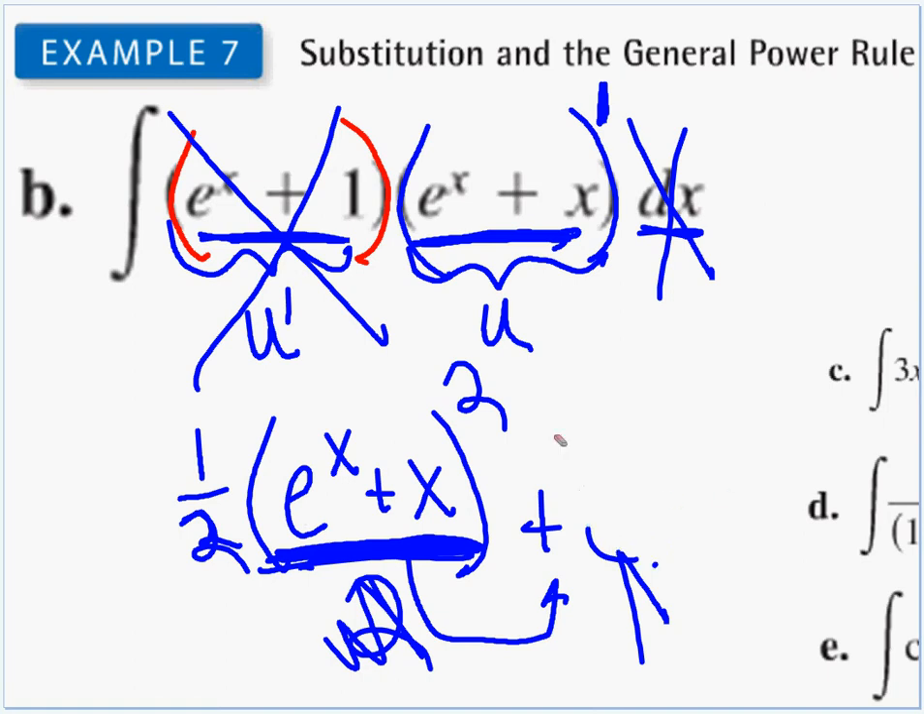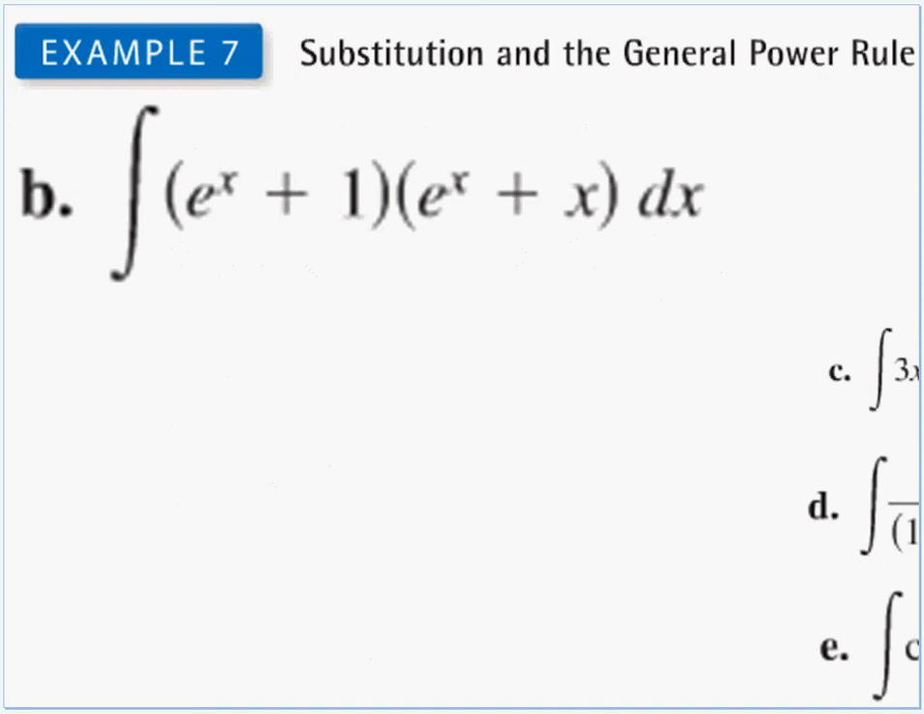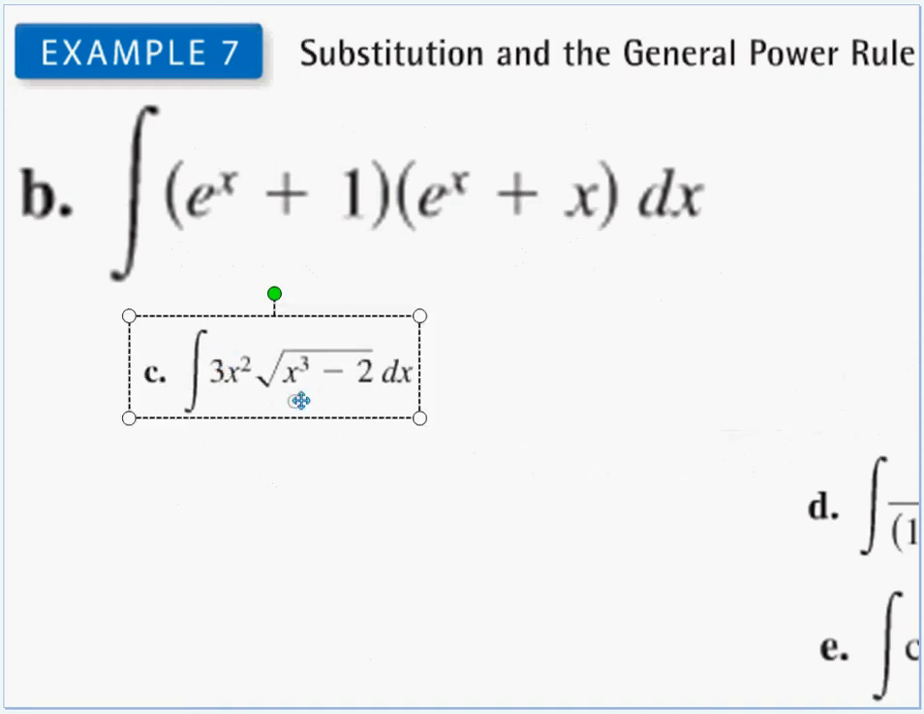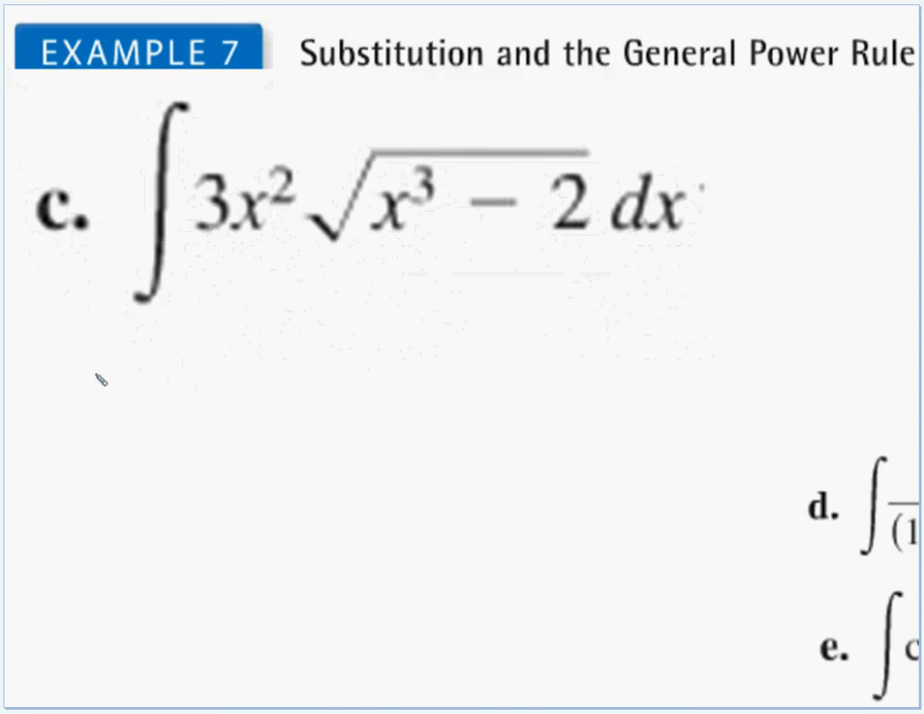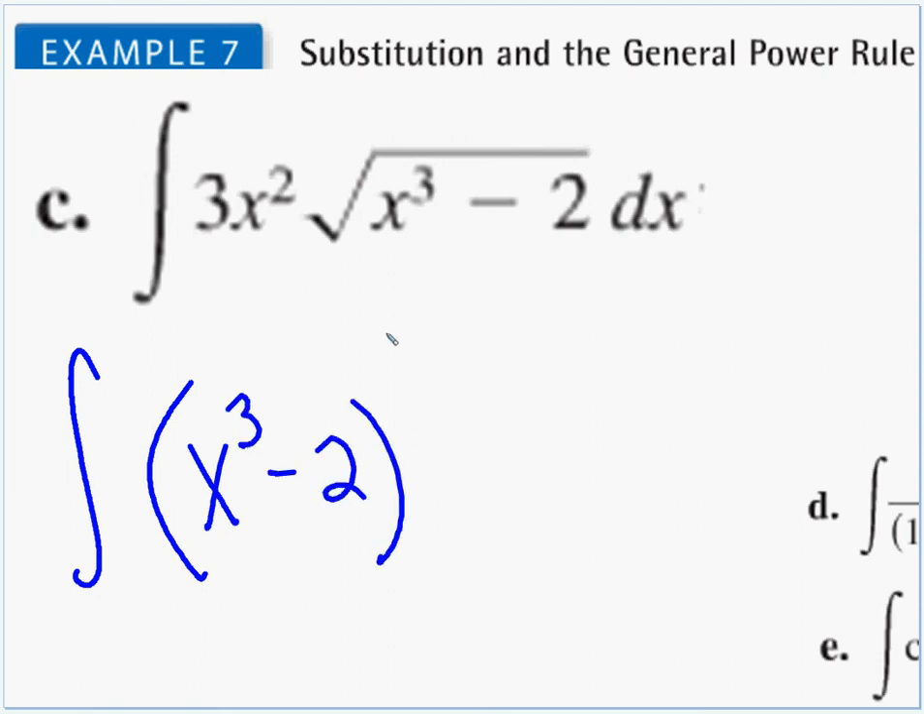Letter C. Look at that. Now I'm going to rewrite this. I always like to make my radicals as half powers. So I'm going to put it here at the front. x cubed minus 2 to the half. And then we've got a 3x squared. So this looks like it'll just be a nice pattern recognition.